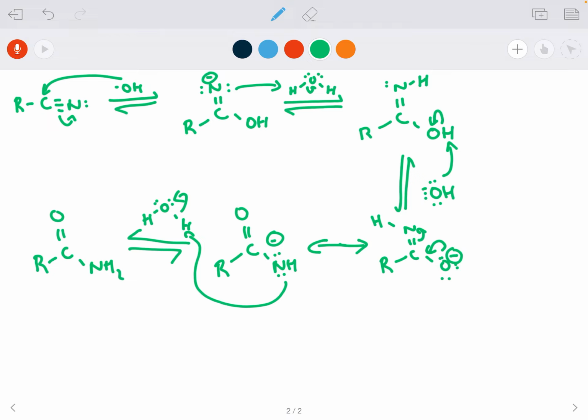Okay, so now that I've gotten the amide formed, I need to hydrolyze the amide to get it to be a carboxylic acid. Like with the first step, you can do this in acidic conditions or in basic conditions. So in acidic conditions first. I'm going to protonate the oxygen.